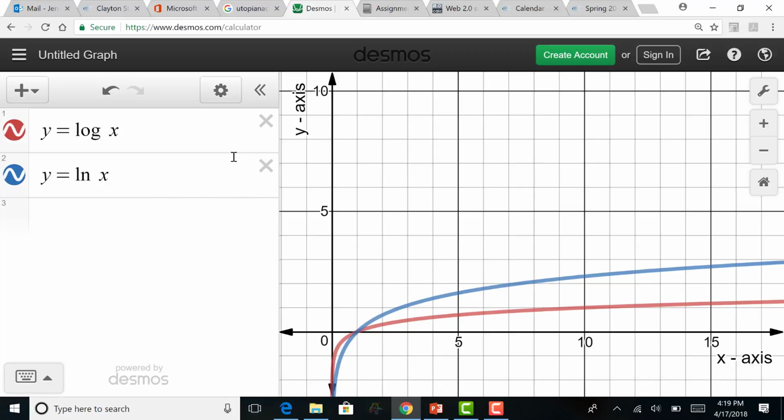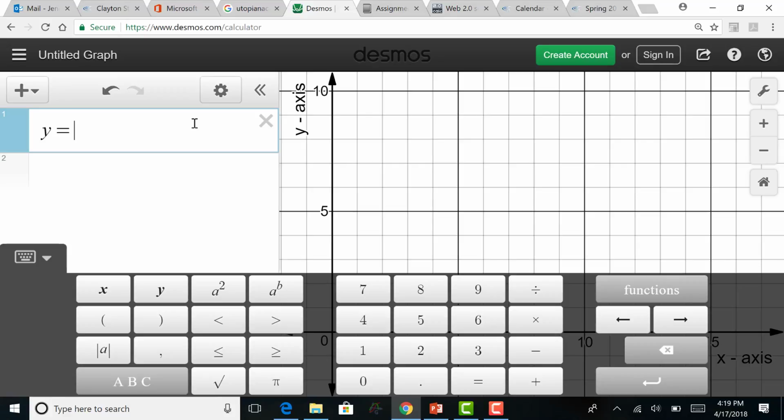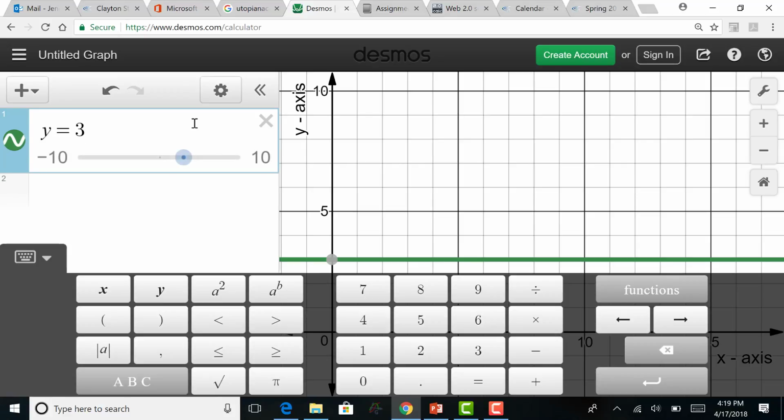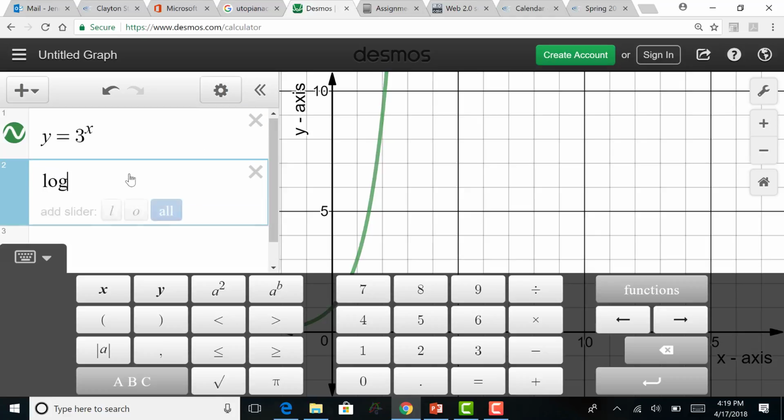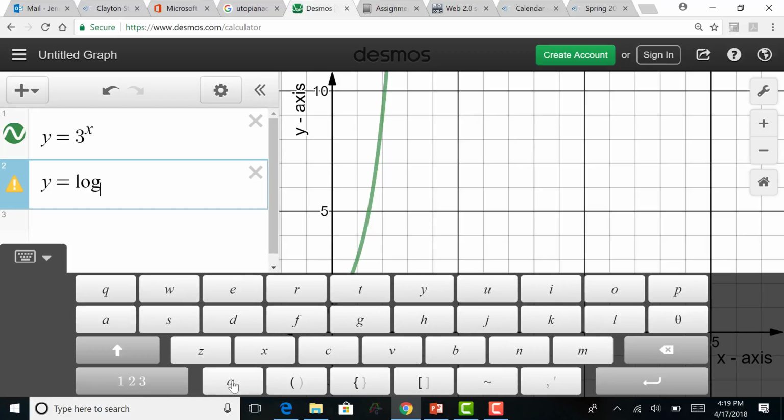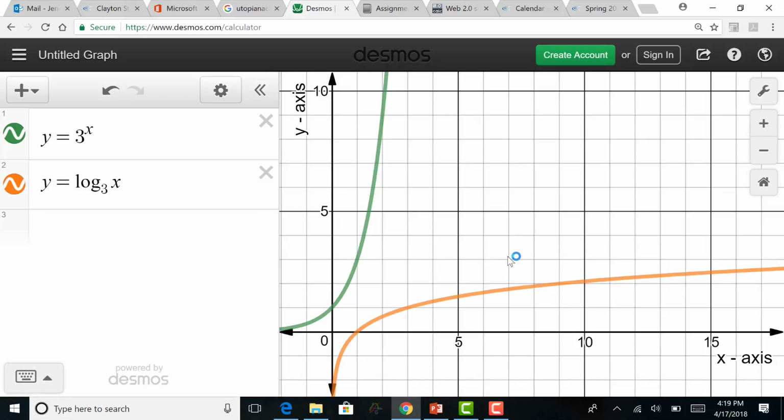Remember what I had on the screen with delete, y equals 3 raised to the x power. And then I put in here log y equals log, put my little bitty 3 here. So I just wanted you to see what both of the curves are gonna look like. The exponential curve is gonna look like what you see in green. The inverse curve is gonna look like what you see in yellow.